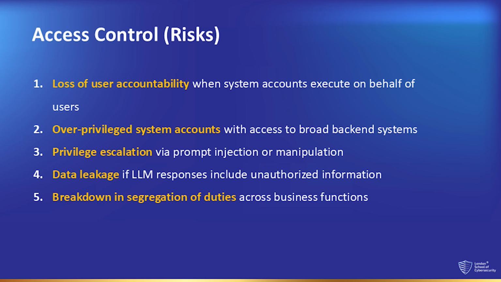In access control, the key risks that access control professionals are supposed to handle are authentication, authorization, and accounting. When we talk specifically about AI systems, these are the 5 key risks that you need to be thinking about if you are working in access management or access control. The first is loss of user accountability when system accounts execute on behalf of users.